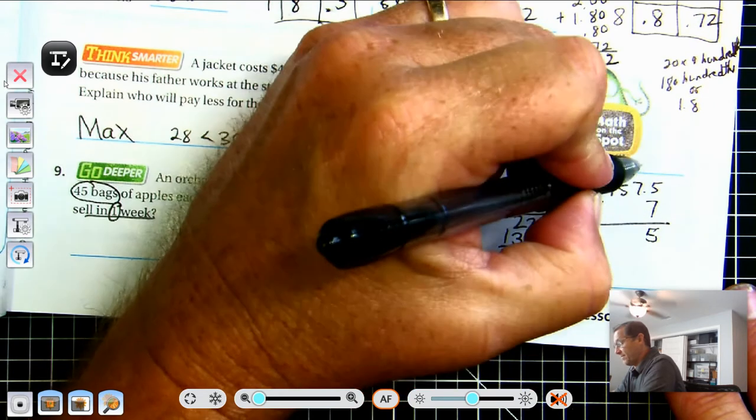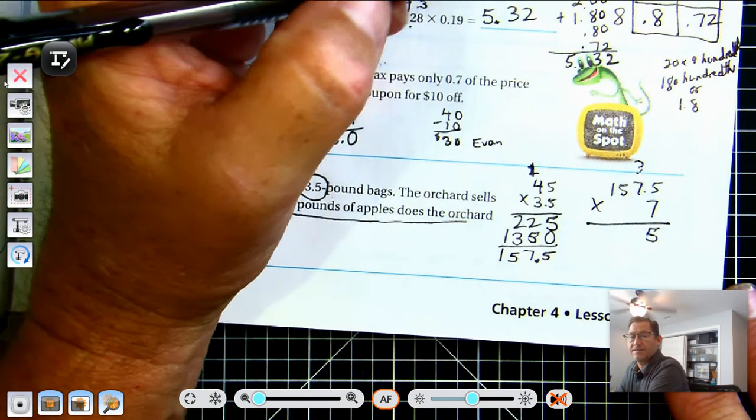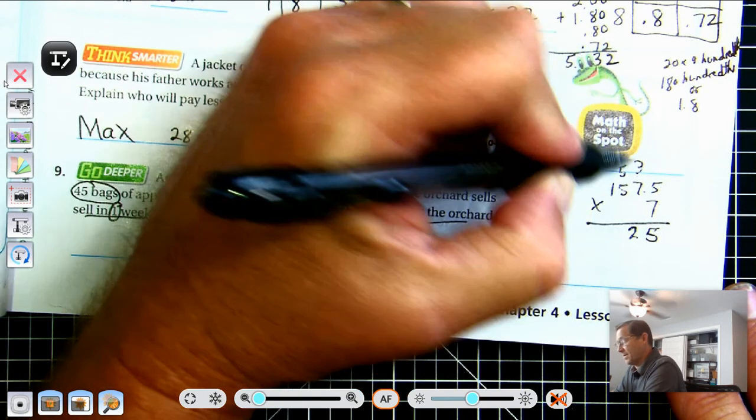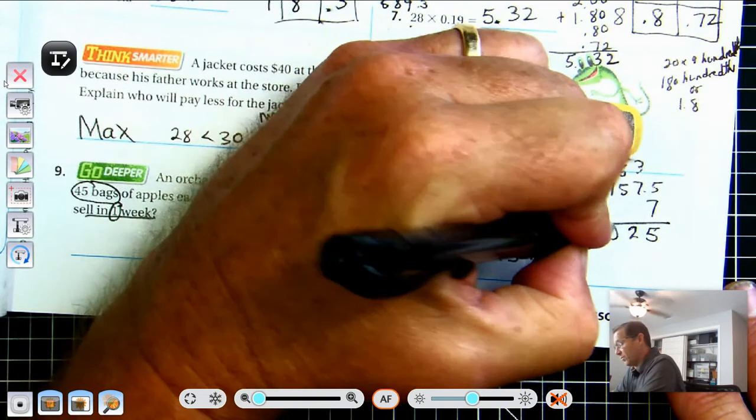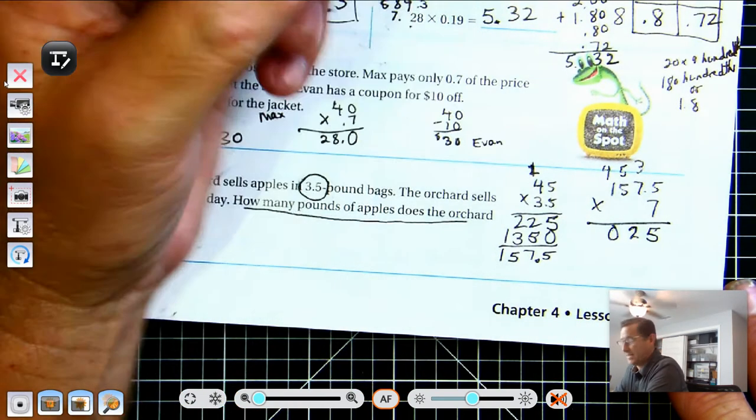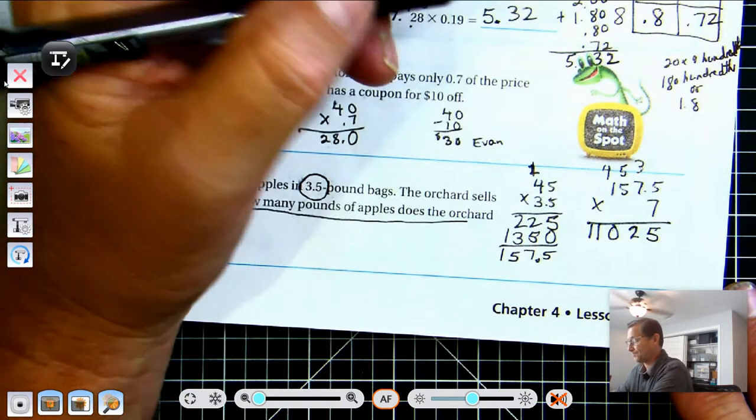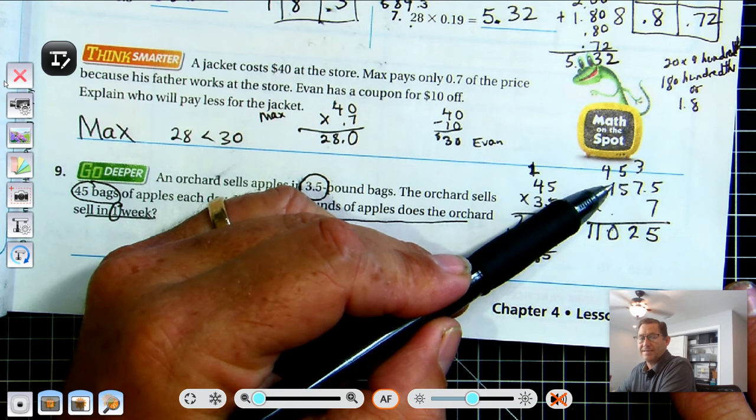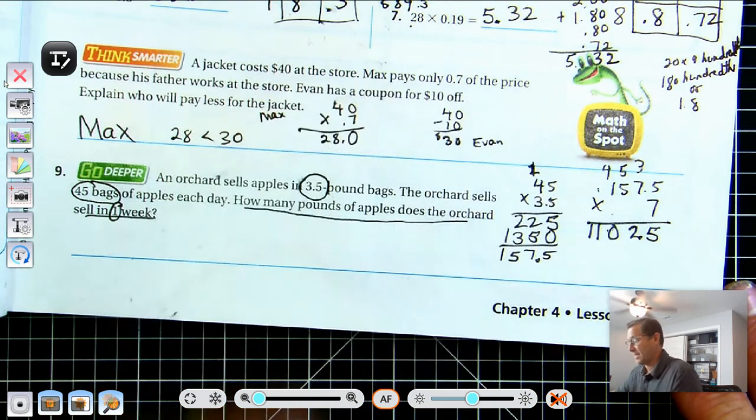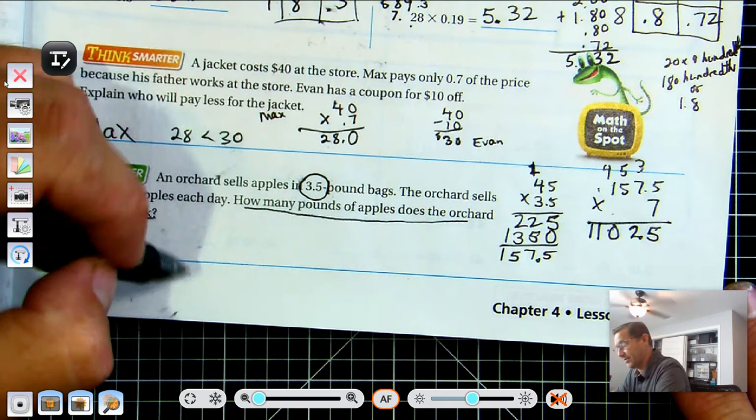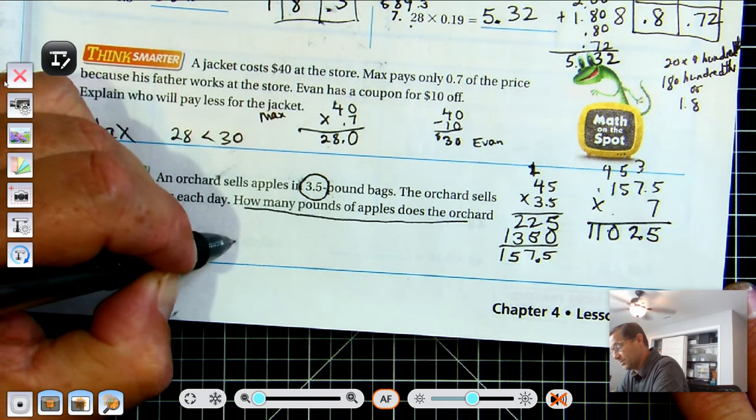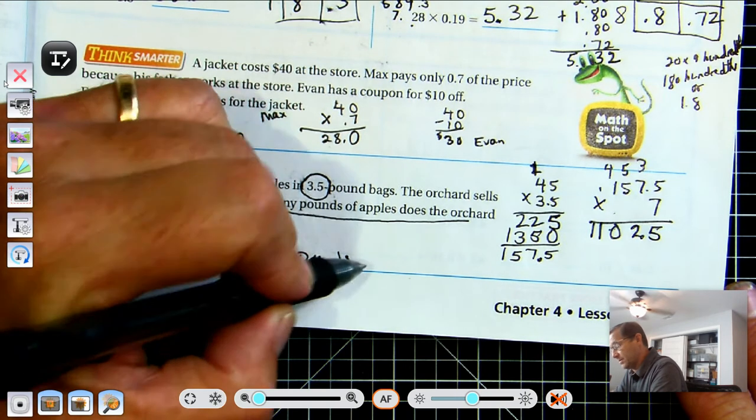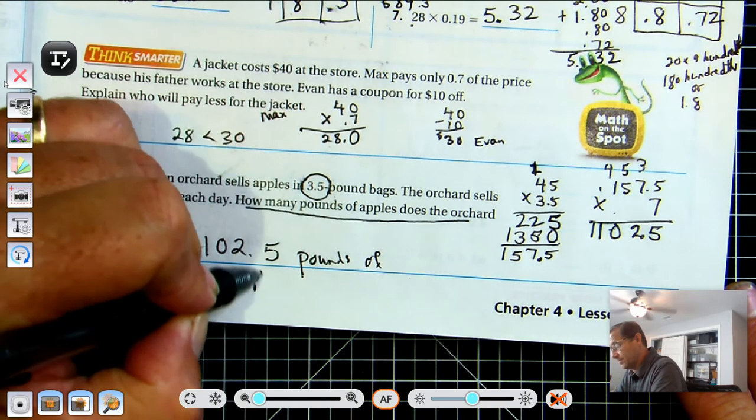So 7 times 5, 35. 7 times 7 is 49, plus the 3 regrouped is 52. 7 times 5 is 35, plus 5 more is 40. And 7 times 1 is 7, plus 4 more is 11. We're multiplying a whole number 7 by a number in the tenths. So our answer, or our product, has to be in the tenths. So 1,102 and 5/10 pounds of apples per week.